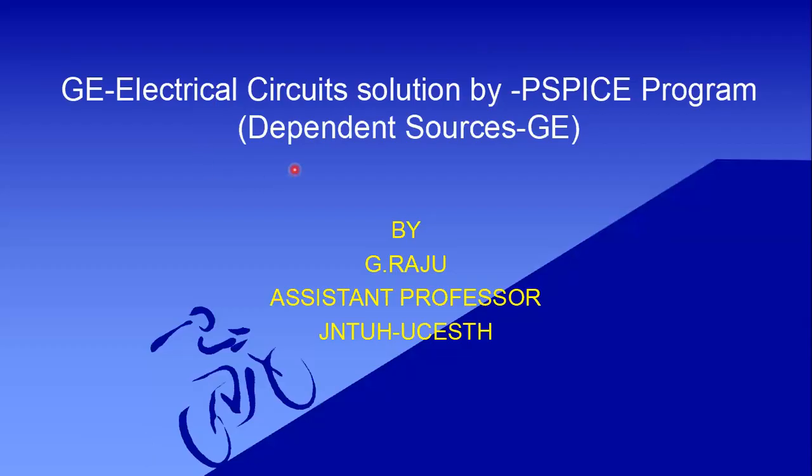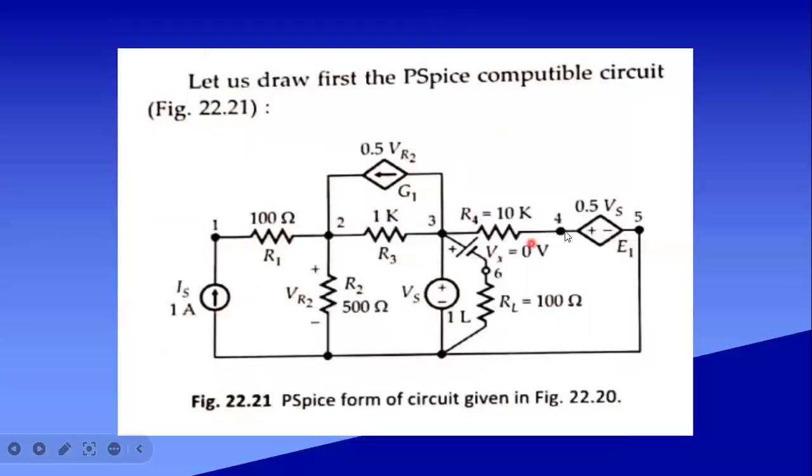Coming to the other dependent sources, called G and E dependent sources. These G and E are called voltage dependent sources. G is called a voltage dependent current source, and E is called a voltage dependent voltage source.